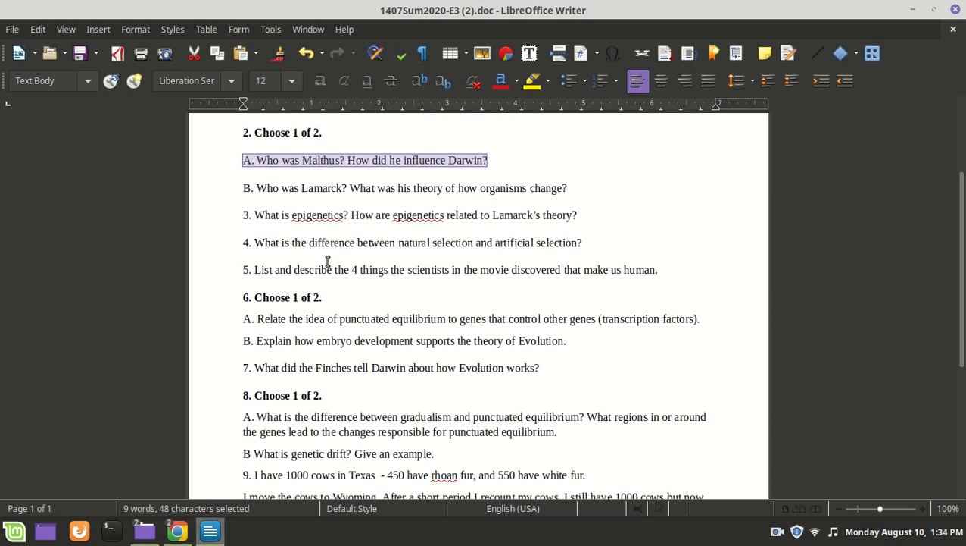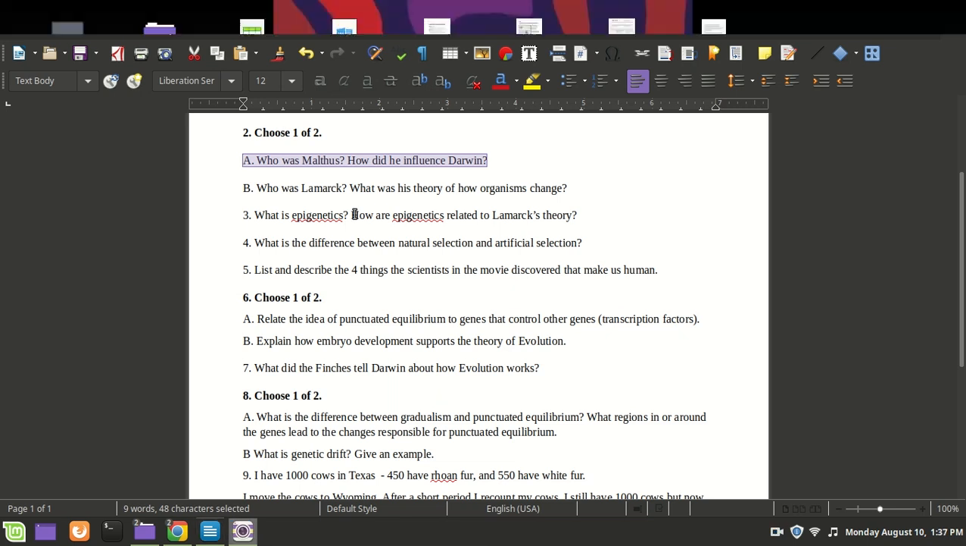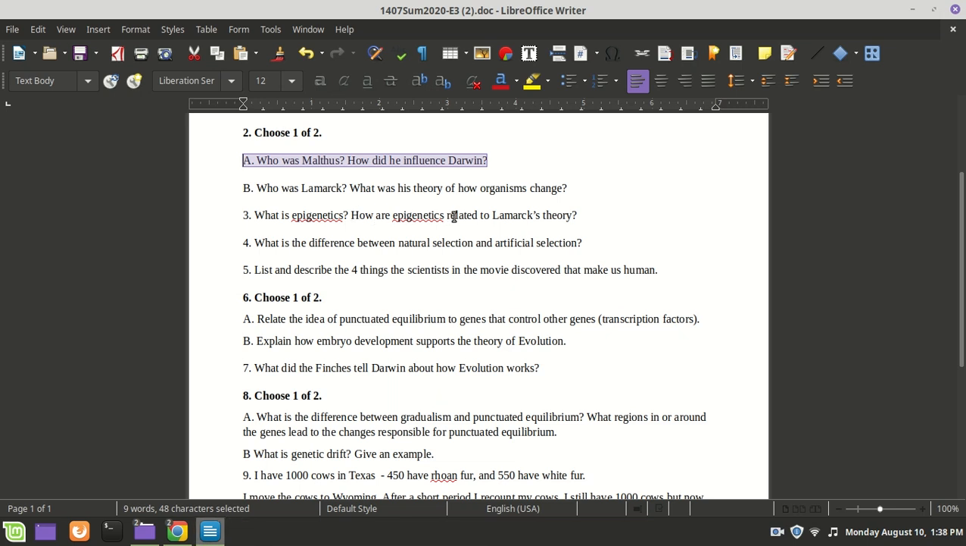Moving on to 3, we talk about epigenetics a lot. I want you to tell me what epigenetics are. Maybe a good way to do that is to give an example. I also want you to tell me how they relate to Lamarck's theory. Is there any way that epigenetics makes Lamarck correct? I want to make sure that you tell me how epigenetics might potentially show that Lamarck was correct, at least in some way.